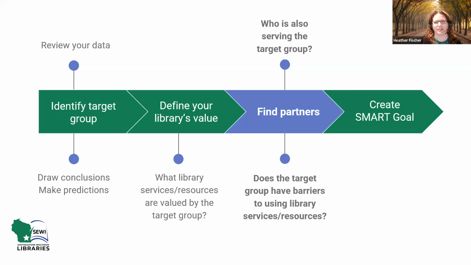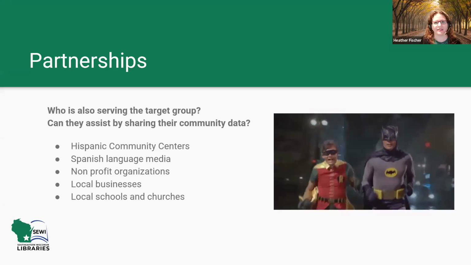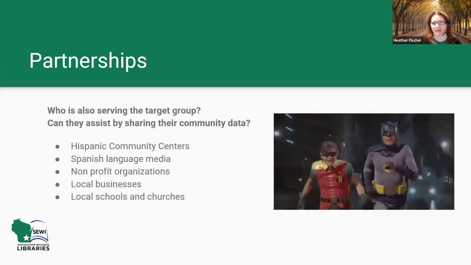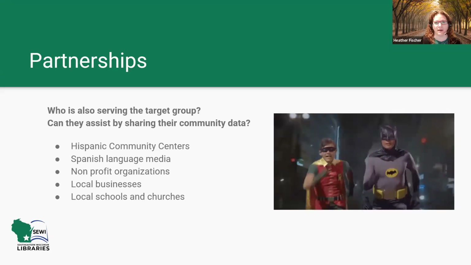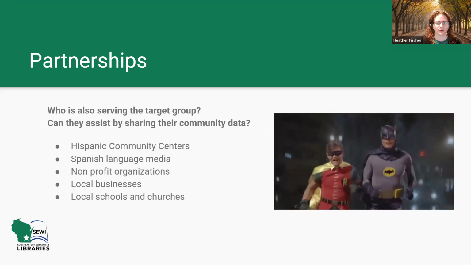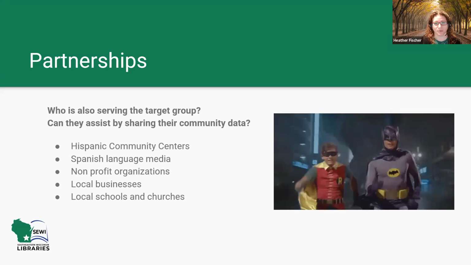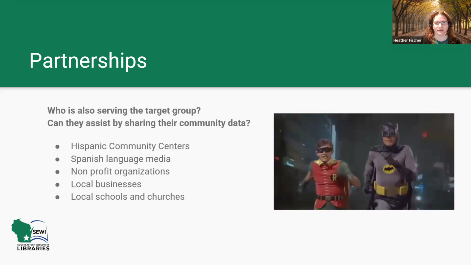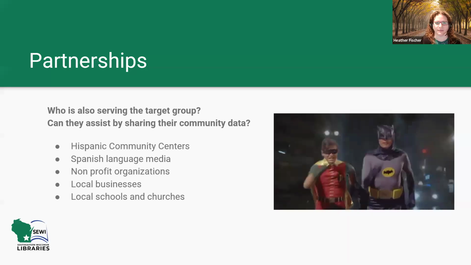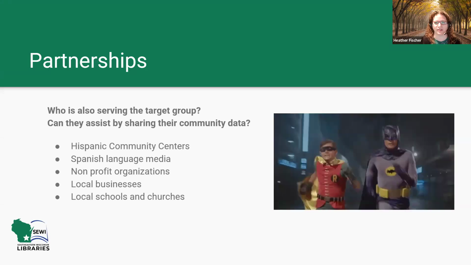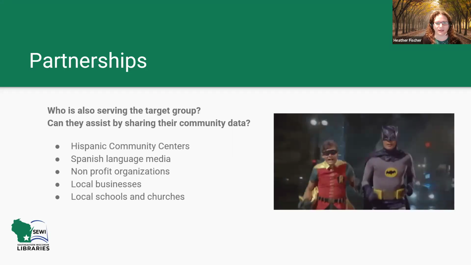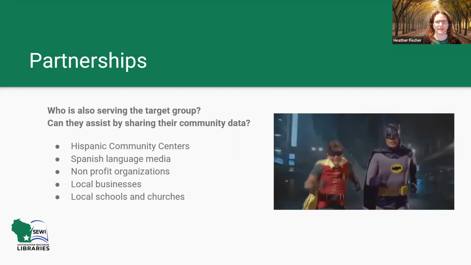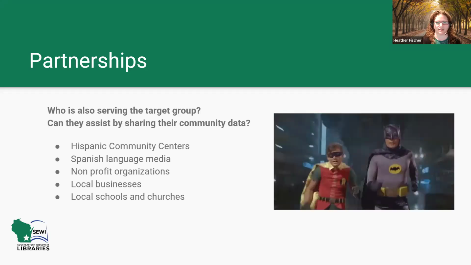And now, who are potential partners in the community? As we learned, Racine already has some incredible partners, but once again, make yourself an organized list of anything you can think of. Remember, you can categorize by who are potential partners, how could you partner, competitors, and possible roadblocks and barriers. In this case, potential partners could include Hispanic community centers, Spanish language media, nonprofit organizations, local businesses, local schools and churches.